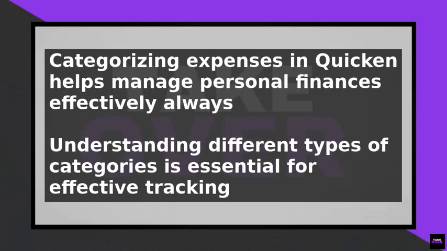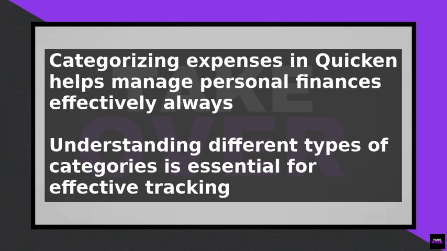Categorizing expenses in Quicken is an essential step in managing your personal finances effectively. To get started, open Quicken and navigate to the Transactions tab, where you will see a list of all your transactions. The first step is to understand the different types of categories available in Quicken.